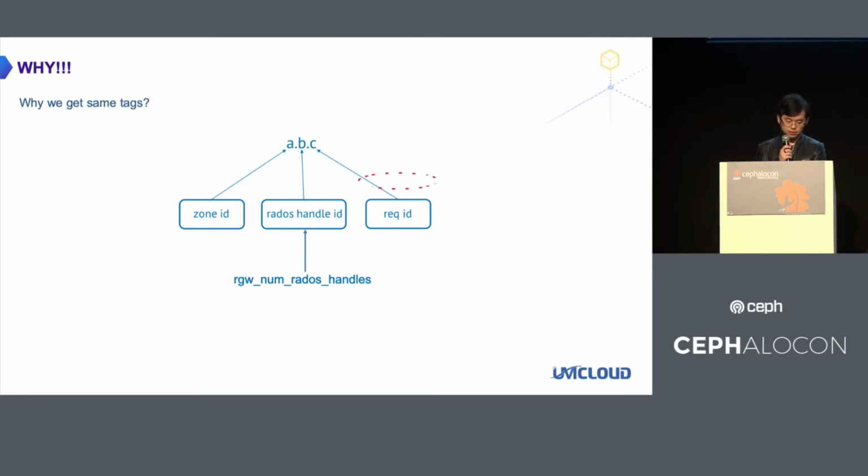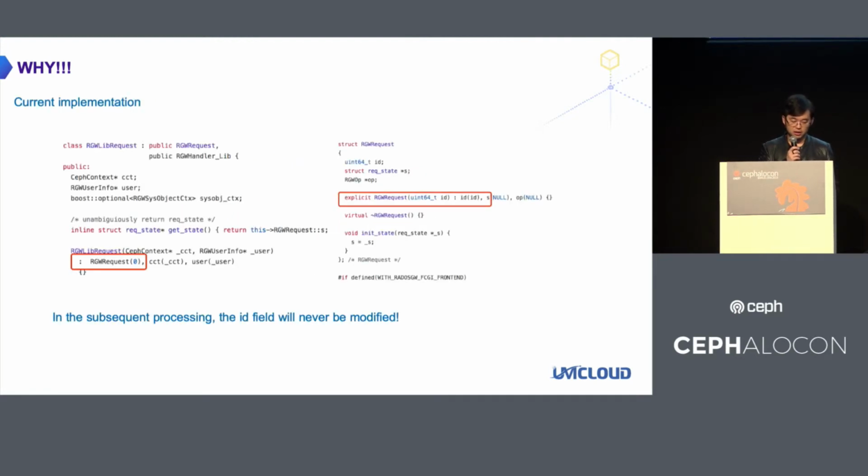The key issue is coming. Yes, it's the request ID. In the current implementation, the request ID is explicitly specified as 0 only at the initialization. In the subsequent processing, the ID field will never be modified. This is to say, it means the request ID will always be 0. If two processes accidentally get the same rados handle ID, we will get the same tag, which will cause the above problem.